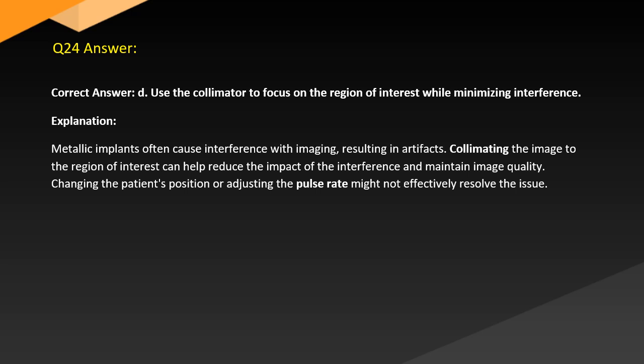Answer. Correct answer: D. Use the collimator to focus on the region of interest while minimizing interference. Explanation. Metallic implants often cause interference with imaging, resulting in artifacts. Collimating the image to the region of interest can help reduce the impact of the interference and maintain image quality. Changing the patient's position or adjusting the pulse rate might not effectively resolve the issue.